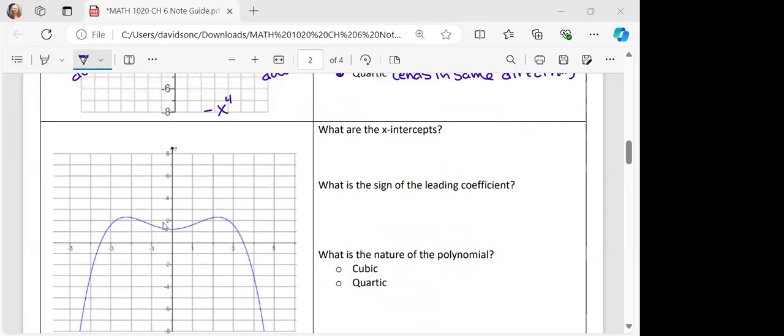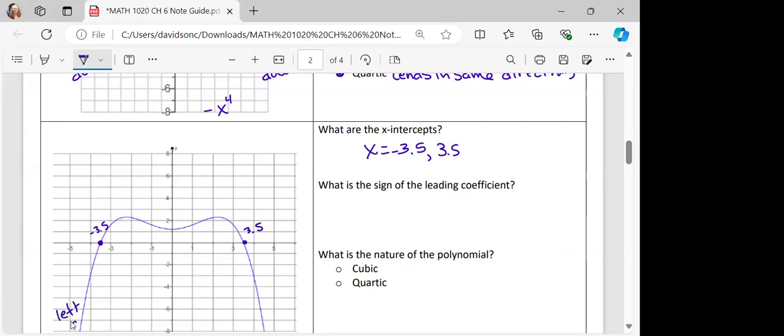X-intercepts. See that? It's a negative 3.5, and that's a positive 3.5. Just where it crosses the x-axis, not the y.